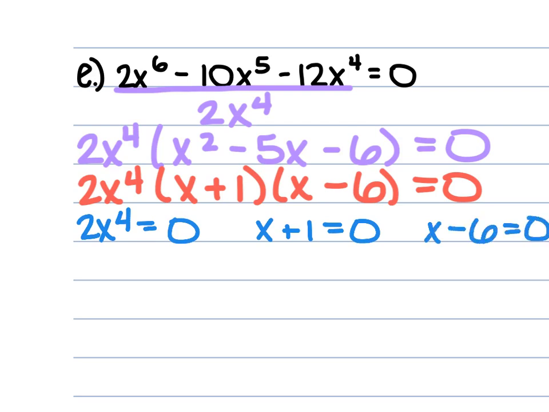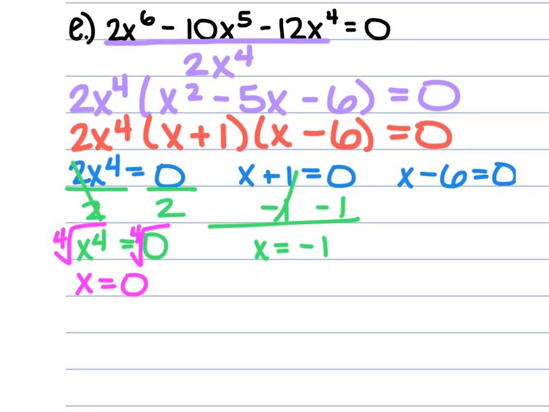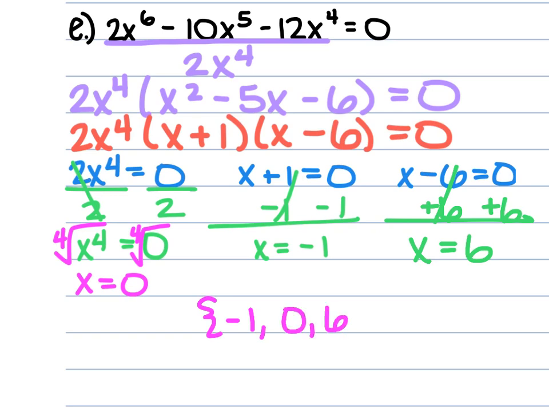For the 2x to the 4th power is equal to 0, divide each side by 2. We're going to have x to the 4th power is equal to 0. If we take the 4th root of both sides, we're going to have that x is equal to 0. For the x plus 1 is equal to 0, subtract 1 from both sides, so x is equal to negative 1. And with the x minus 6 is equal to 0, add 6 to both sides, we get that x is equal to positive 6. So our solution set for this is negative 1, 0, and 6.